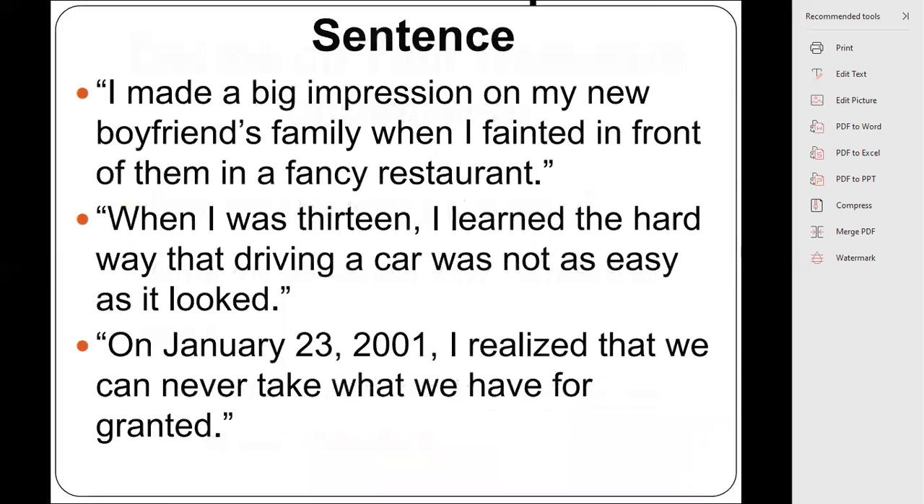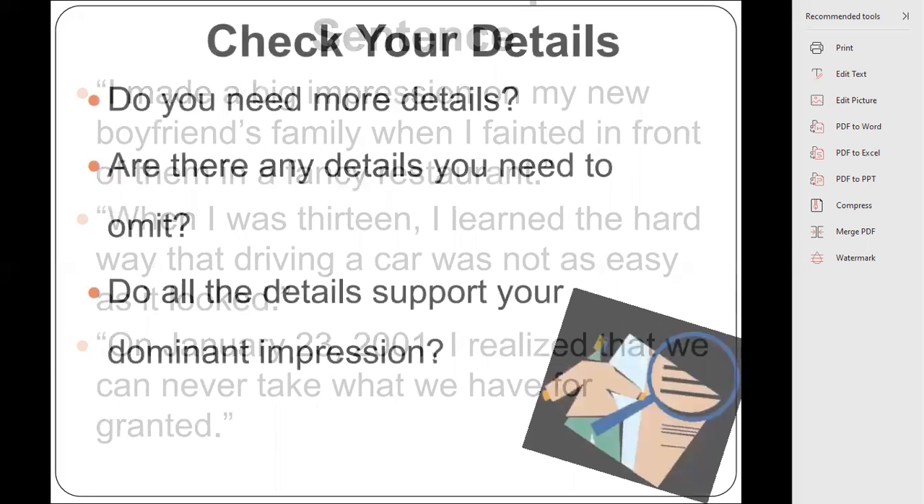Okay, for example here, I made a big impression on my new boyfriend's family when I fainted in front of them in a fancy restaurant. So it's more of an embarrassment. Second, when I was 13, I learned the hard way that driving a car was not as easy as it looks. So it's more of your experience when you were 13 learning to drive a car. Third, on January 23rd, 2001, I realized that we can never take what we have for granted. This is more of a life experience.